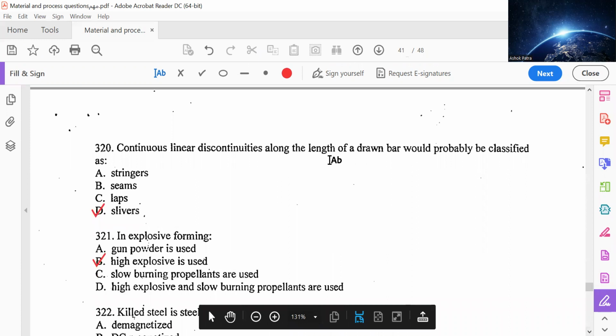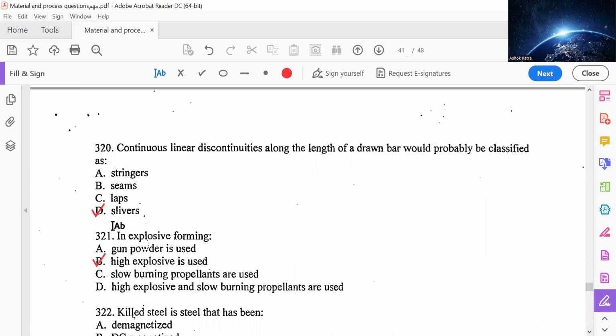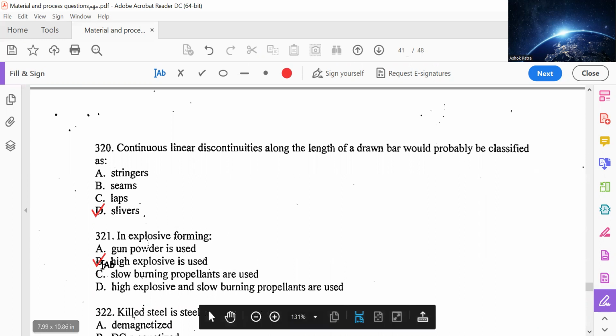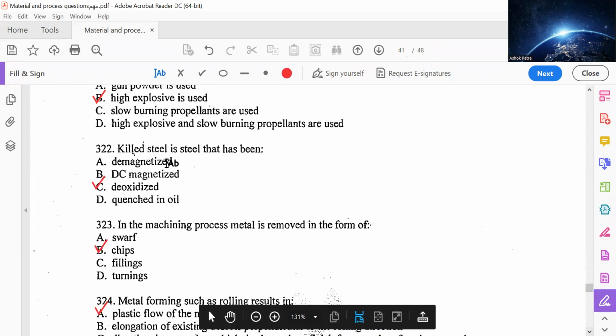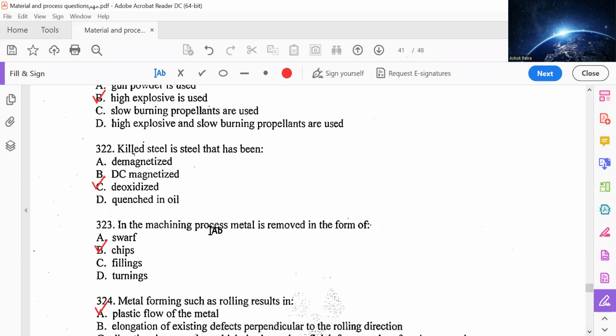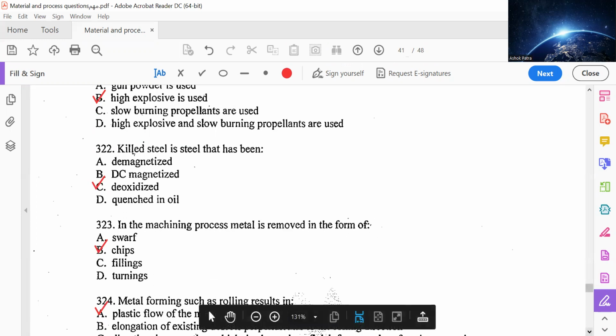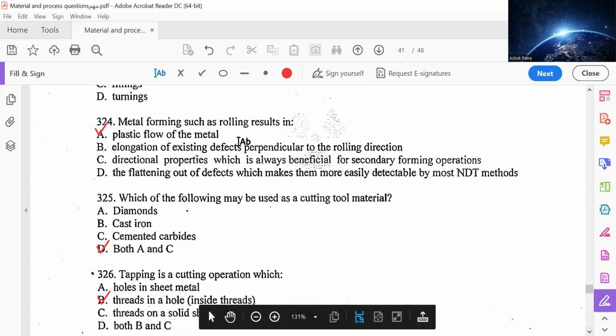Continuous linear discontinuities along the length of a drawn bar would probably be classified as slivers. In explosive forming, high explosive is used. Killed steel is steel that has been deoxidized. In the machining process, metal is removed in the form of chips. Metal forming such as rolling results in plastic flow of the metal.